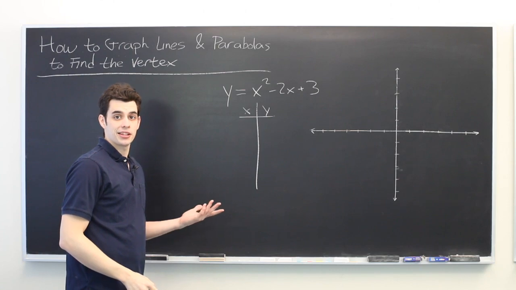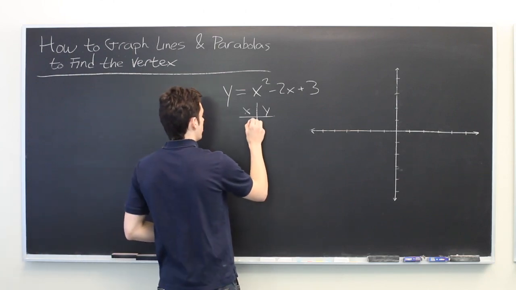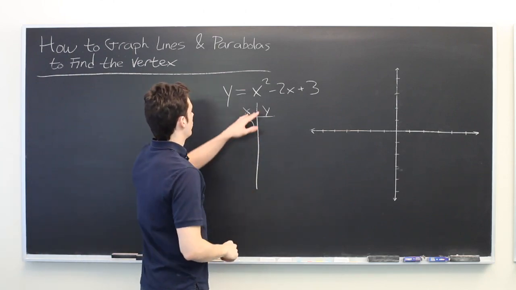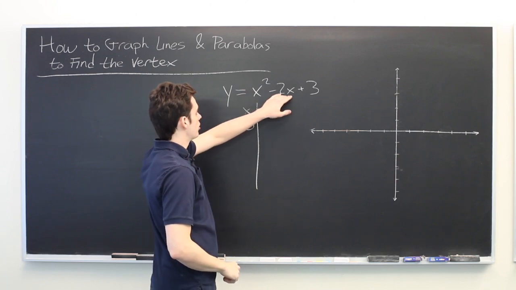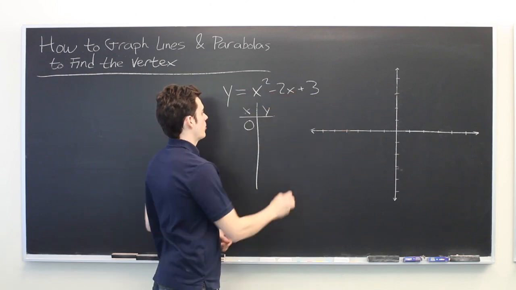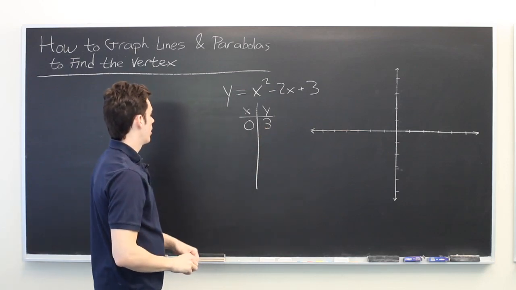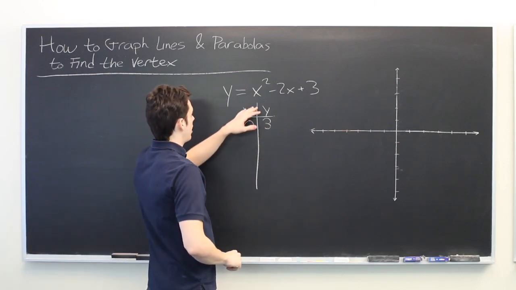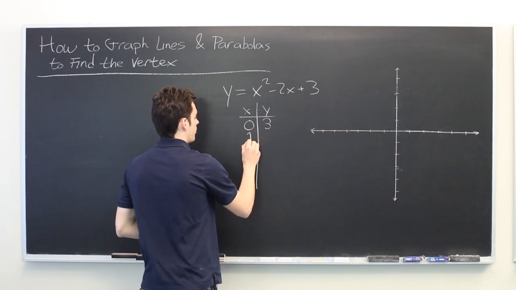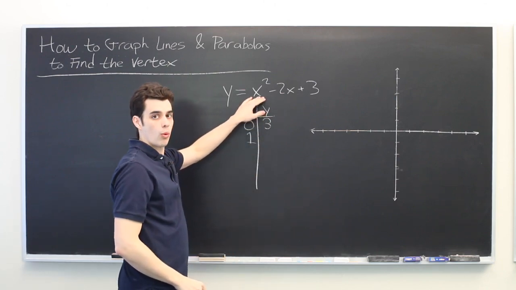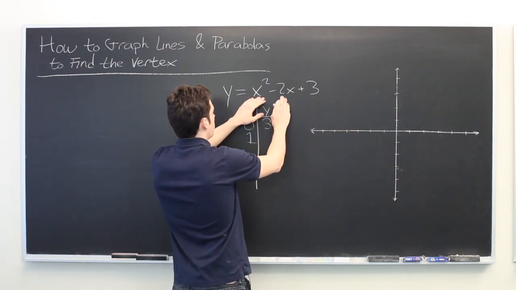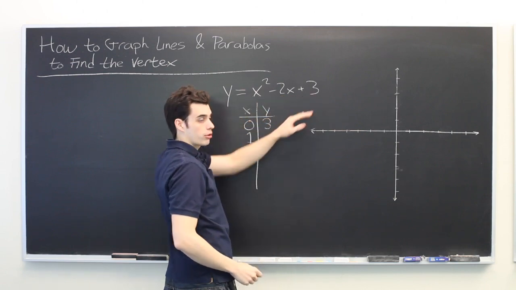We'll start by looking at x equals 0. That's often the easiest. 0 squared is 0. 2 times 0 is 0. So all we get is 3. And now let's look at x equals 1. 1 squared is 1. Minus 2 is negative 1. Plus 3 is 2.